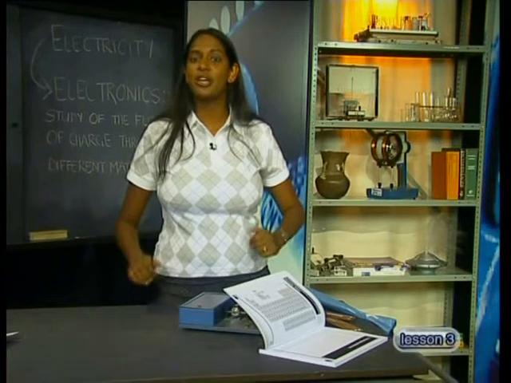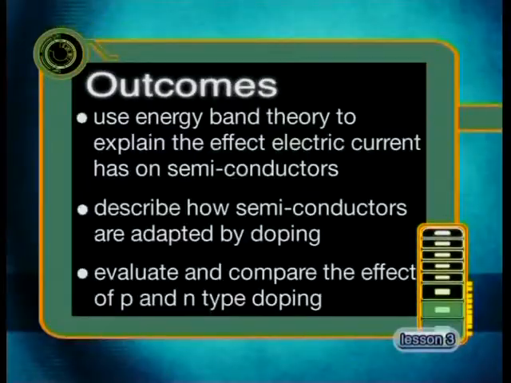We'll also see how people have adapted semiconductors in a process called doping to make useful electronic components. By the end of today's lesson, you should be able to use energy band theory to explain the effect electric current has on semiconductors, describe how semiconductors are adapted by doping, and evaluate and compare the effect of P and N type doping.